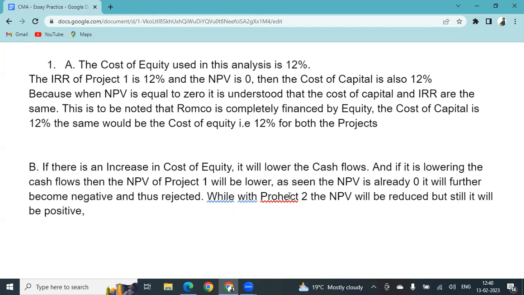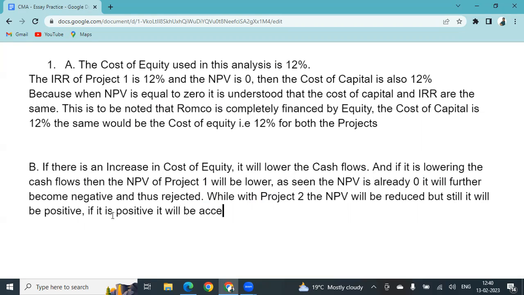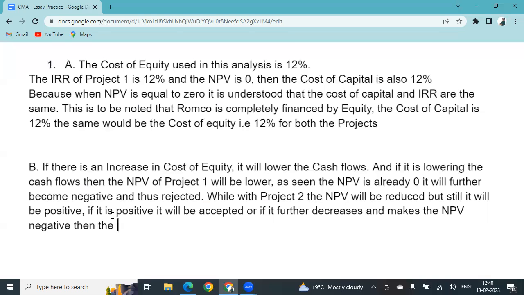Now here, okay, here is a typo. If it is positive, it will be accepted, or if it further decreases and makes the NPV negative, then the project will be rejected. That is with project 2.